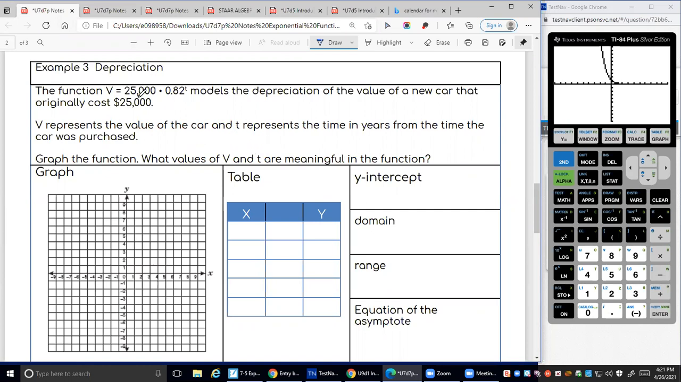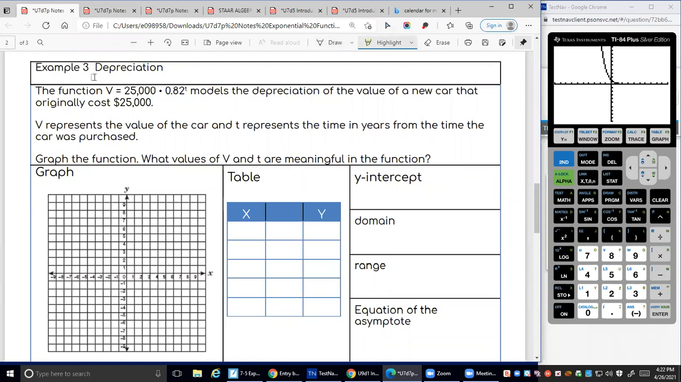This function V is equal to 25,000 times 0.82 to the power of t, right? And this models the depreciation of the value of a new car, brand new, right? That originally cost $25,000. That used to be a lot of money, unfortunately, now. Anyway, V represents the value of a car and T represents the time in years from the time the car was purchased. So we want to graph it. We want to find what values of V and T are meaningful in this function.